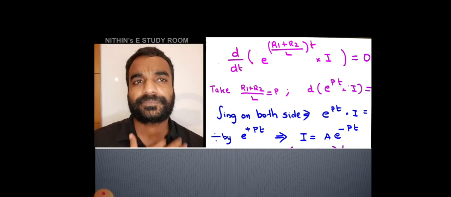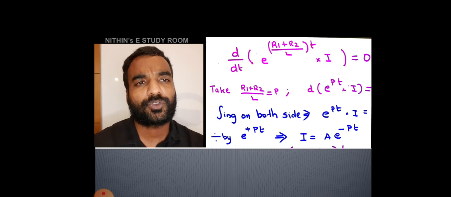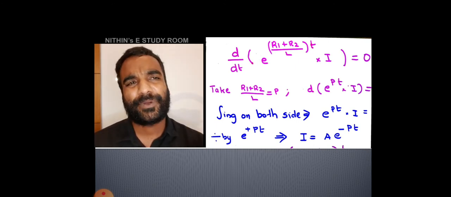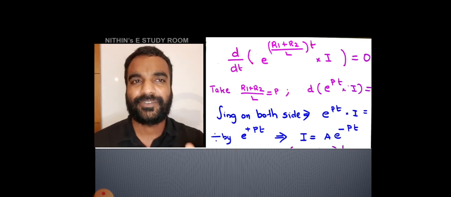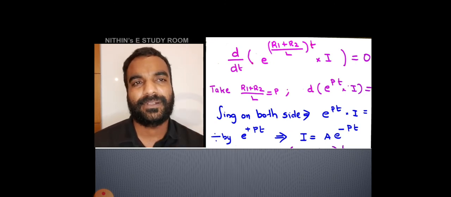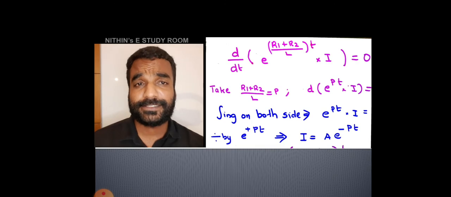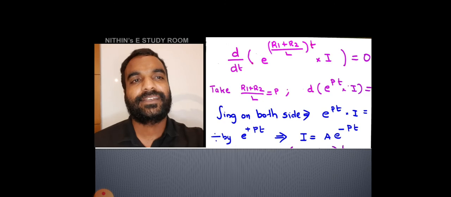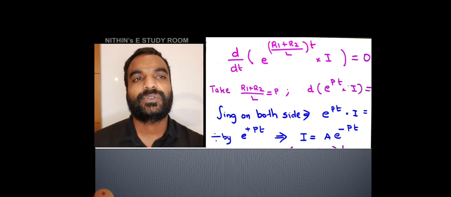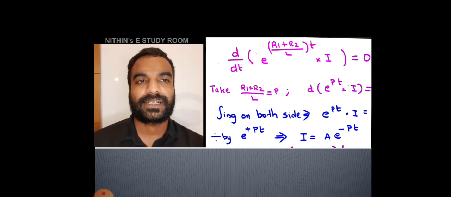Now take R1 plus R2 by L equal to P, only to avoid the time for writing the huge exponent. If it is P, we can save some time and make the steps look simple. So R1 plus R2 by L is equal to P. Now you can rewrite that big equation as d by dt, in which dt is cross multiplied. So d of e raised to pt, with P substituted, into I is equal to 0. 0 is there, you please write that.